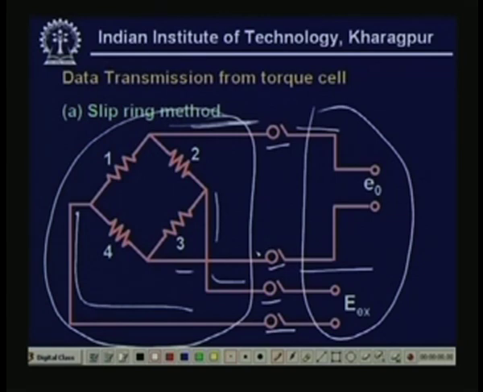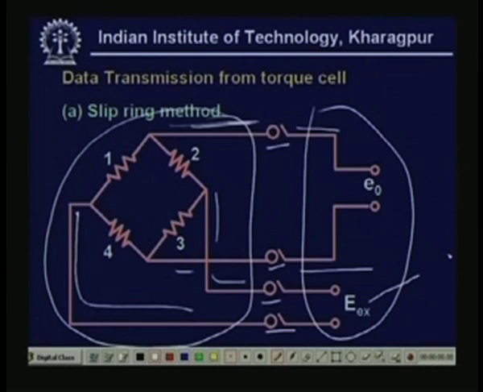Now, there is a typical problem with the slip rings, because the contact resistance varies. As I told you, you cannot increase Ex, because that will increase the dissipation in the sensor itself. So, you have to limit the value of Ex. When the contact resistance varies, what will happen? The current will also vary, which will lead to noise in the system. This is one problem with slip rings.